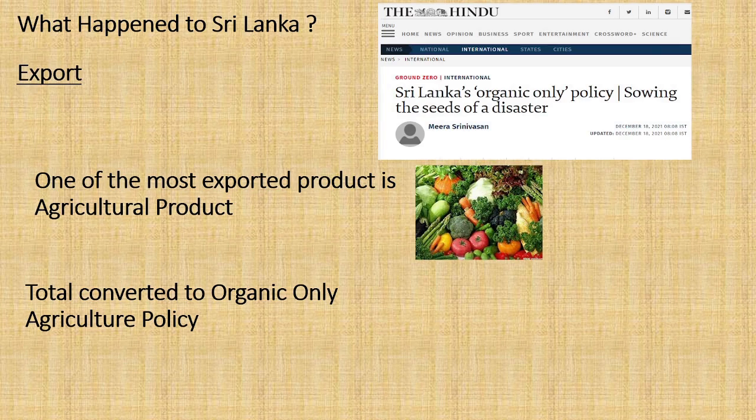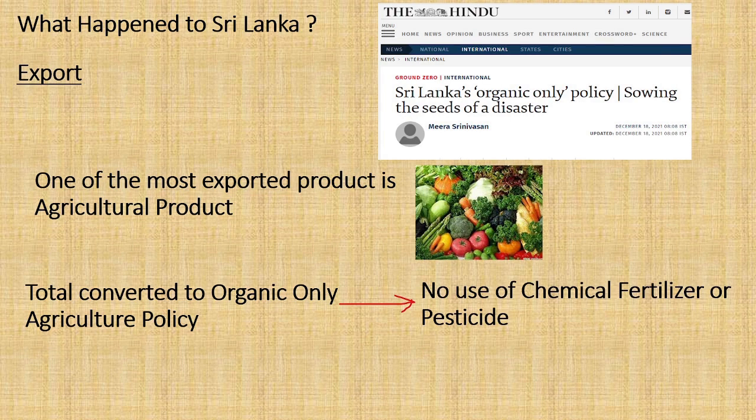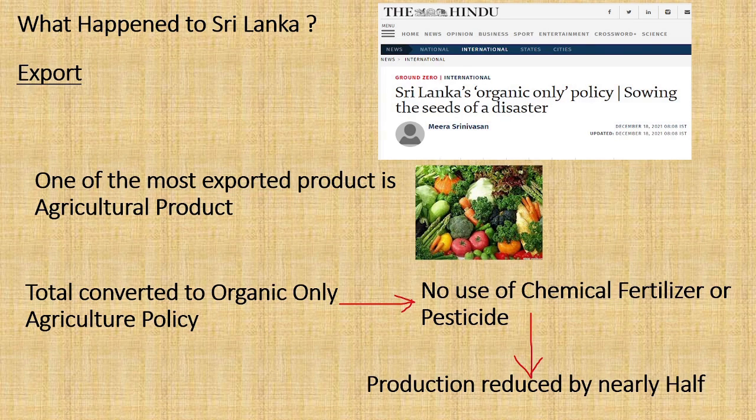It means there is no use of chemical fertilizer or pesticides in agriculture. Thus, production was reduced by nearly half, which did not even meet the demand of their own citizens.